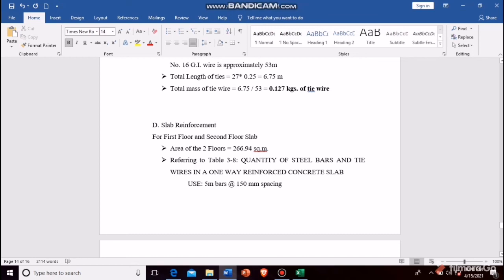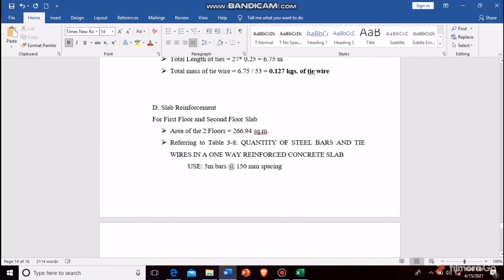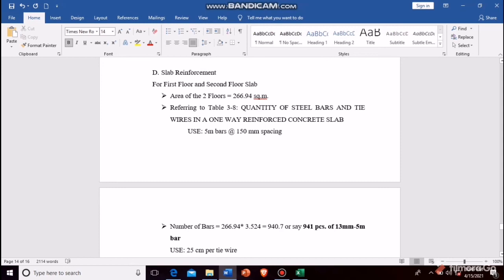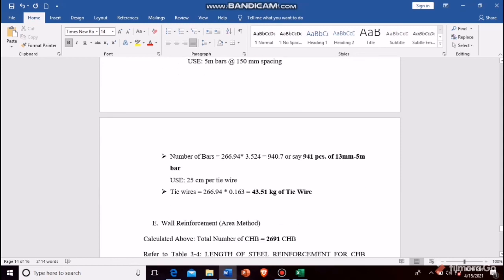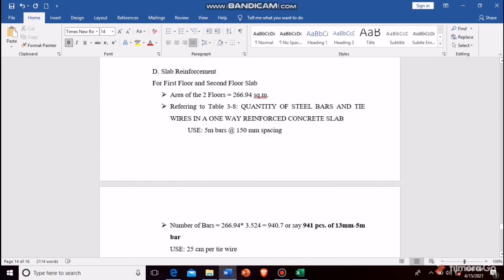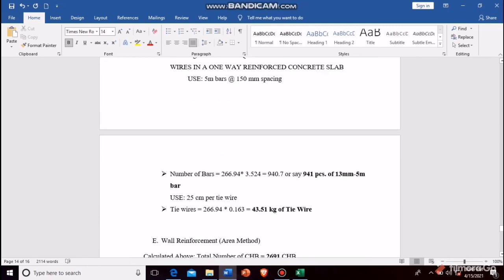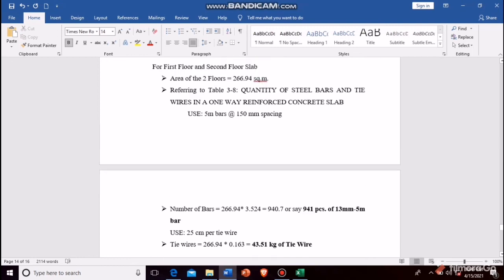For the letter D, the slab reinforcement. So akong first floor ug second floor kay same ra silang slab kay akong hagdanan kay naman sa gawas. So the area of the two floors is 266.94 square meter. Referring to table 3-8 quantitative steel bars and the wires in one-way reinforced concrete slab, use 5 meter bars at 150 millimeter spacing. So the number of bars is 266.94 ngayang area times 3.524, that is 940.7, or say 941 pieces of 13 millimeter nga 5 bar.